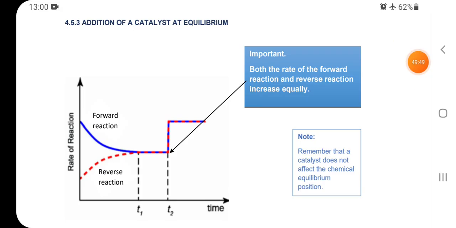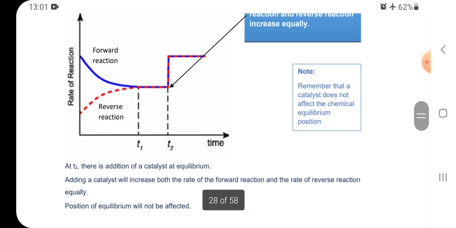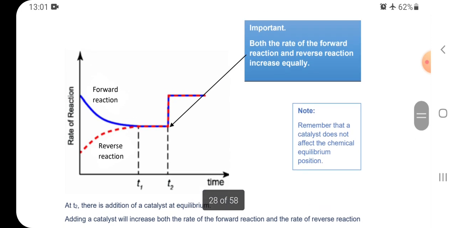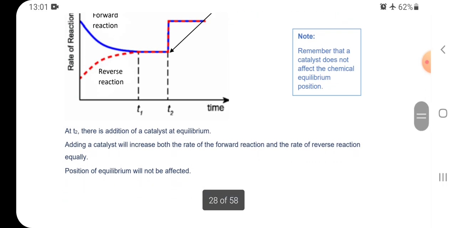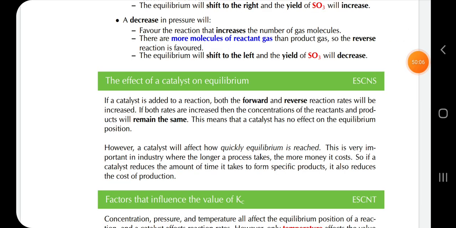This one is the addition of a catalyst at equilibrium. This is the table, and this is the explanation at the bottom. And then the last thing we have to look at is that a catalyst is a substance that speeds up a chemical reaction or lowers the temperature or pressure needed to start one without itself being consumed during the reaction. So that is a catalyst.